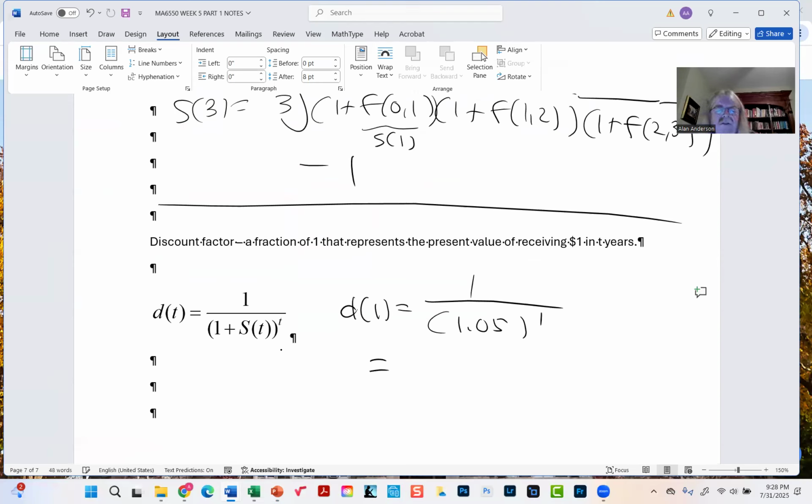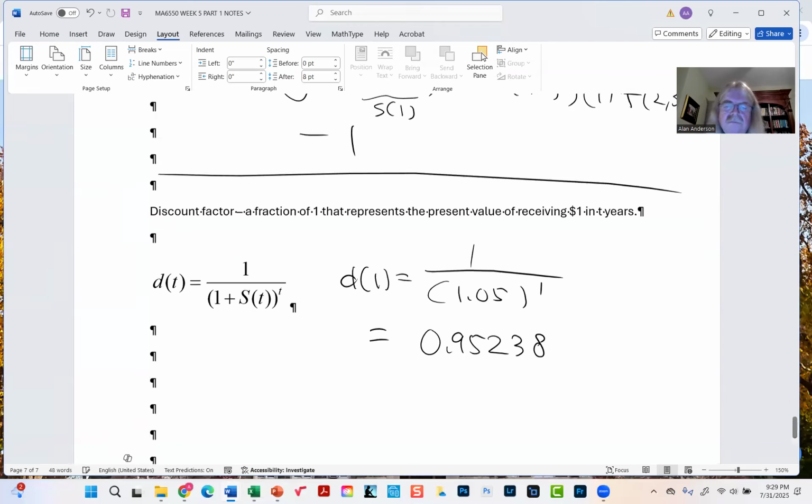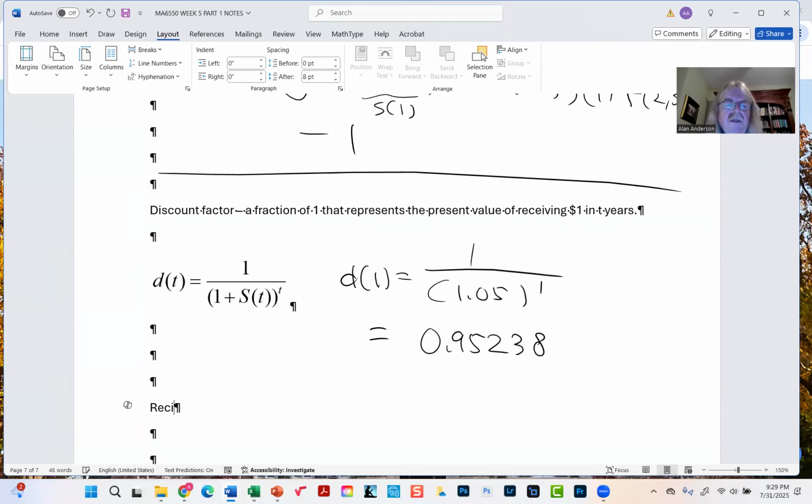So you plug that into your calculator, you'll get 0.95238. So what that means, the present value means this. Having a dollar in 1 year is equivalent to receiving 0.9523, about 95 cents or so today.